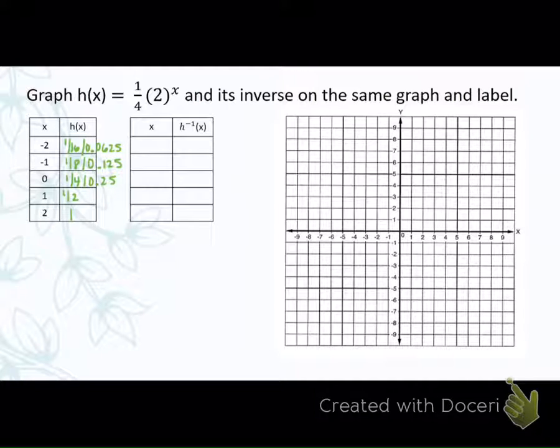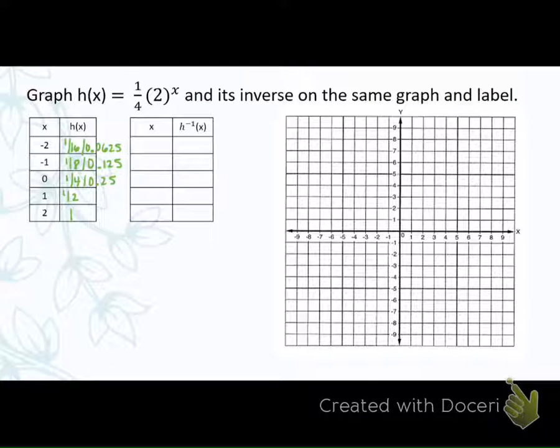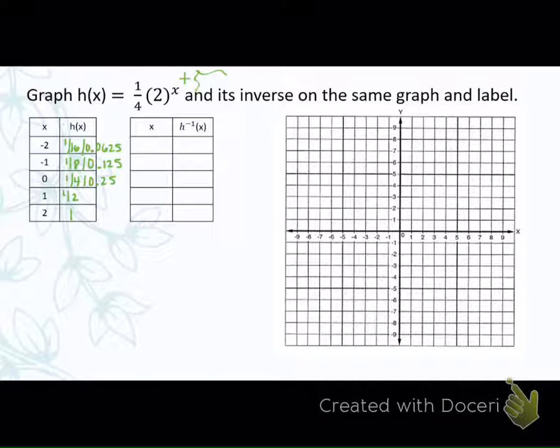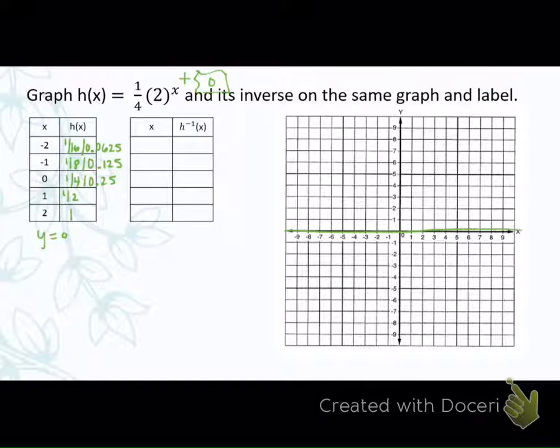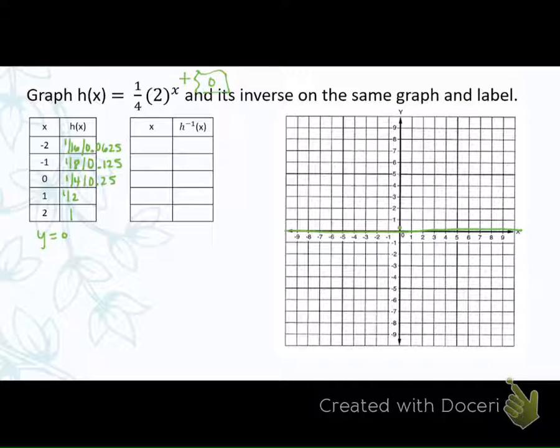So Emma, where is my asymptote for that exponential? It is at y equals 0. So we know we're adding 0. So we have an asymptote at y equals 0, and we're going to plot our points, which are crazy, because they're tiny. And then we're going to label it.